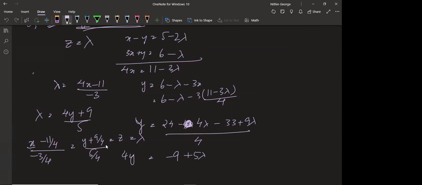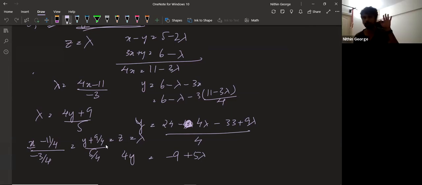Got it, sir. Okay, so you have two planes. You can find the equation of the line, right? Just take any of them as lambda and start solving them like two equations in two variables, and then write lambda in terms of x, y, and z separately. Sort it out.